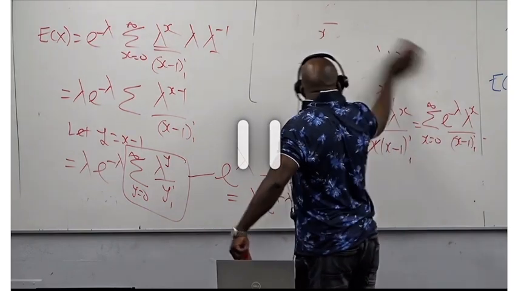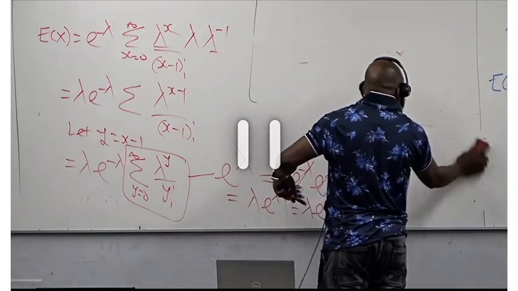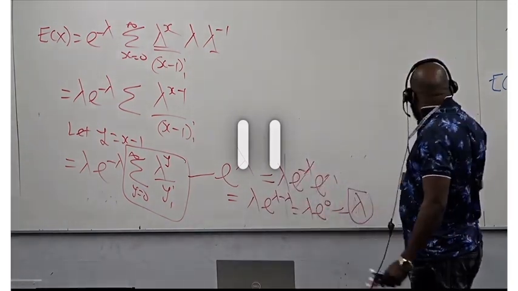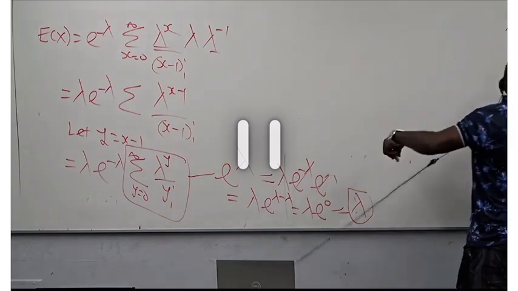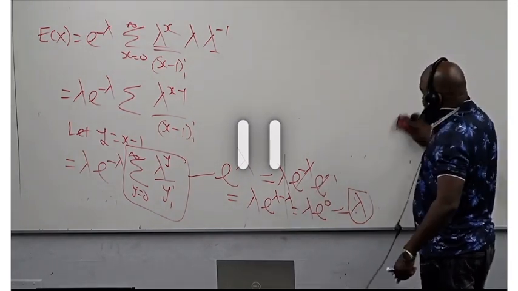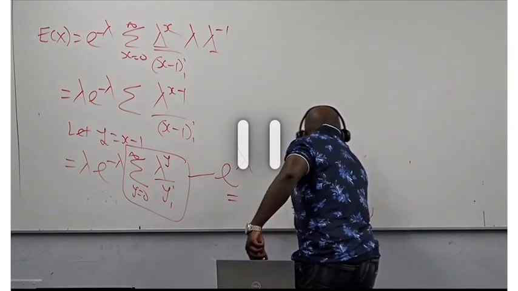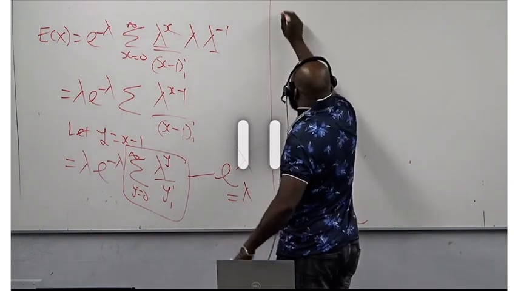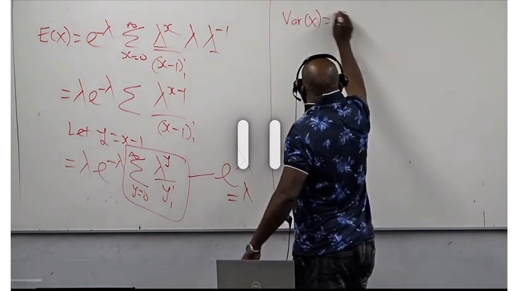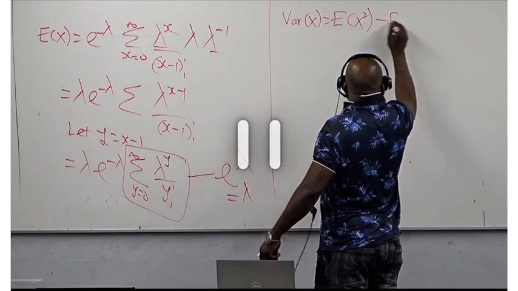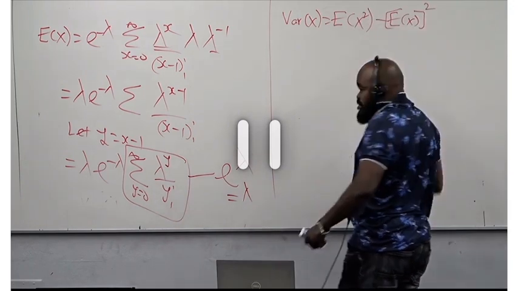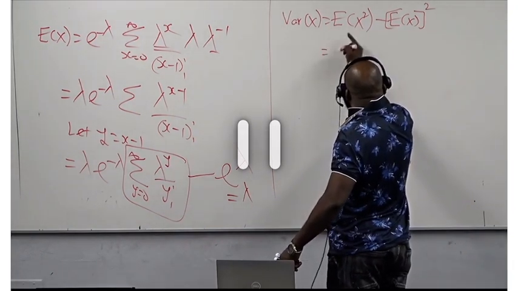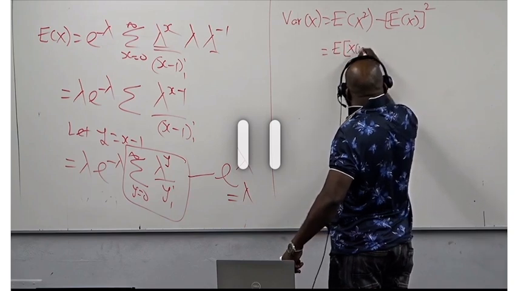Now, I've been able to derive the mean, that the mean is lambda. I now want to derive the variance. So the variance of X is the expectation of X squared minus the expected value of X, all squared. You know that, that's the formula. And right now, don't forget, the other time I said it's the same thing as this.